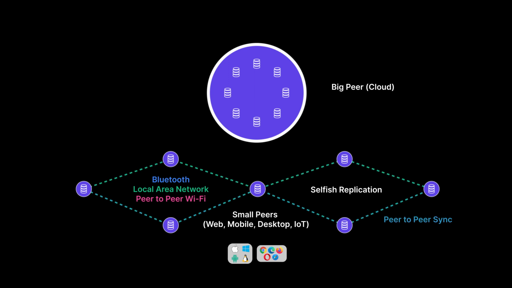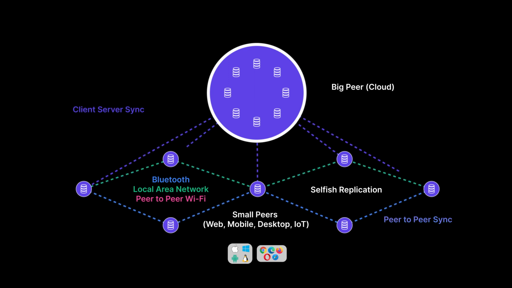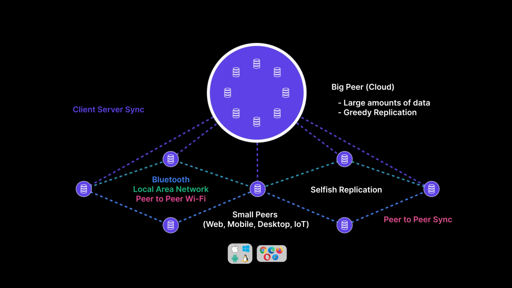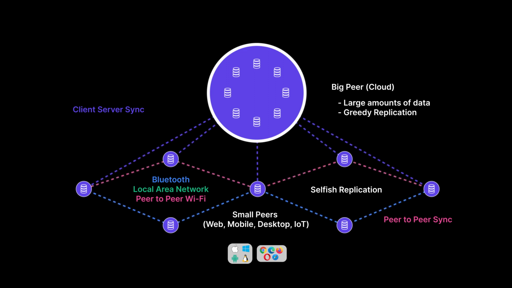Because we're talking about small devices that have a limited capacity. In an iPhone, there's only 128 gigabytes of space, so you need to control what you're downloading into it. The big peer is a cloud or on-premise sync system that can handle large amounts of data. It is greedy, which means that it replicates as much as it can from all small peers while they're online, aggressively caching that data in the cloud with a very advanced internal partitioning system.